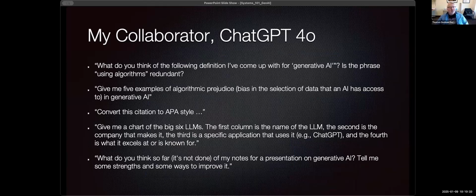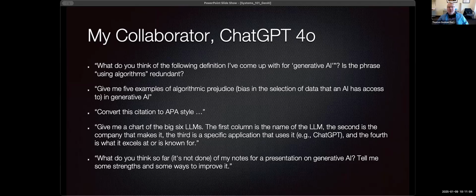So, some of the kinds of things that I asked it to do. What do you think of the following definition I've come up with for generative AI? Is the phrase using algorithms redundant? And it was, and it provided me with good reasons for why that was. And so I got rid of it and it revised my definition. Give me 5 examples of algorithmic prejudice, bias in the selection of data that an AI has access to in generative AI. So here I'm providing it with some context by providing it with the definition I've come up with for that particular term.